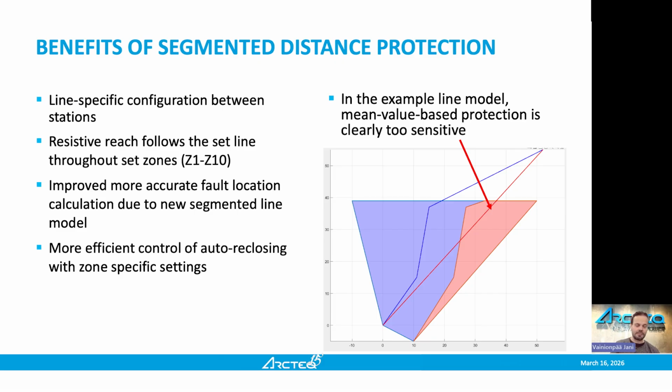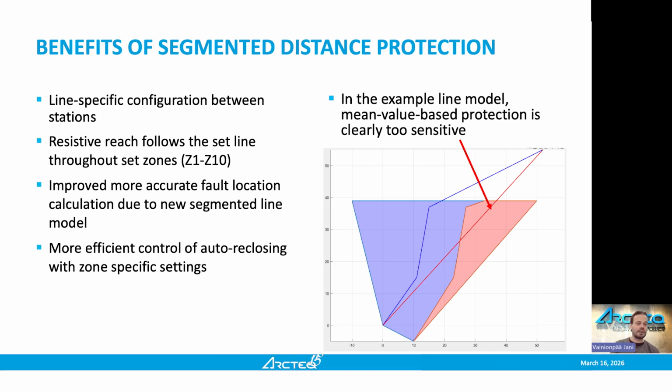But the segmented one says that the fault is outside and we don't need to trip here. The problem is probably on the adjacent line, or there's a double layer fault or something, which is not our concern at this point. So here are the benefits.